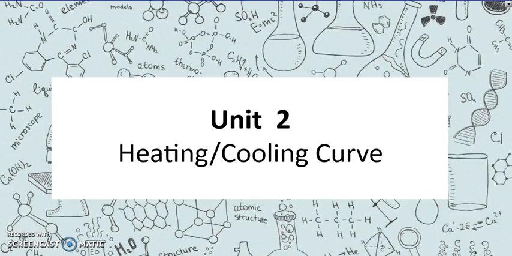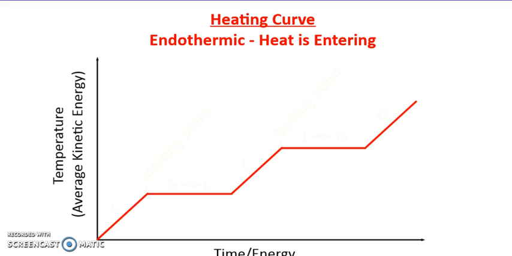Hey guys, so in this video we're going to review the heating and cooling curve. First thing we're going to look at is the heating curve, and in this curve we see that heat is entering, which we call endothermic, so endo, entering. If we notice along the bottom, as time is increasing, our temperature is increasing, and temperature we also relate to as our average kinetic energy.